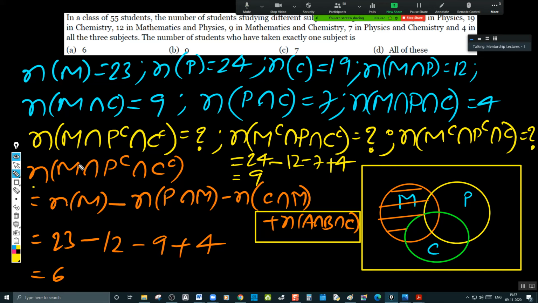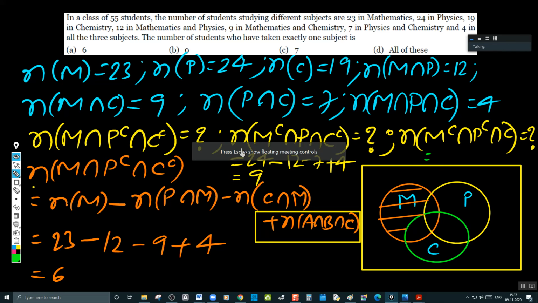Coming to the last one, I'm writing it in green color. N of C. What is n of C? We are writing 19 minus. Come on, tell me common area of M and C, please. Common area of M and C is 9. Common area of P and C is 7. And common area of all plus 4. So what is it? 23. 23 minus 16, please. 7.